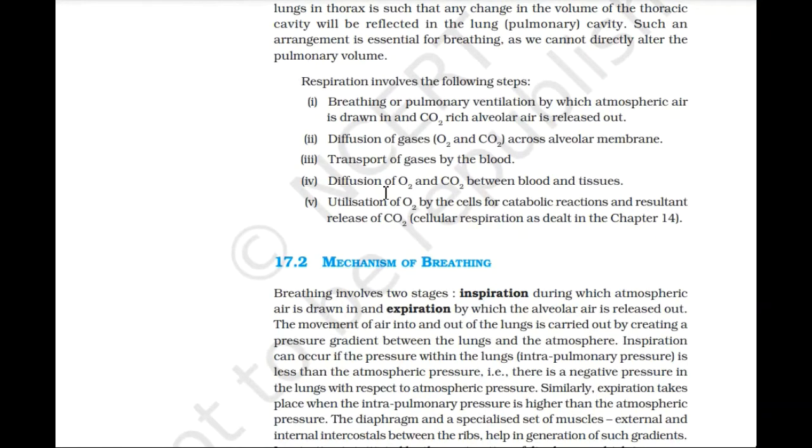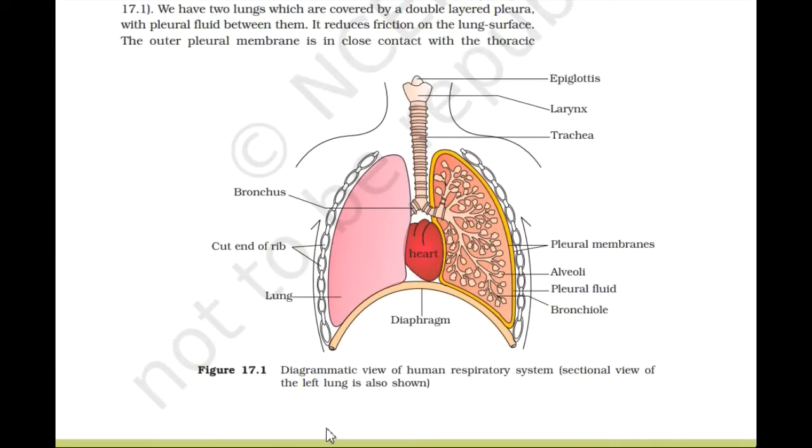Respiration involves the following steps. First is breathing or pulmonary ventilation, by which atmospheric air is drawn in and CO2 rich alveolar air is released out. Second, diffusion of gases, O2 and CO2, across the alveolar membrane. Third is transport of gases by the blood. Fourth, diffusion of O2 and CO2 between the blood and tissue. And last is utilization of O2 by the cells for catabolic reaction and resultant release of CO2, cellular respiration, as dealt in chapter 14.